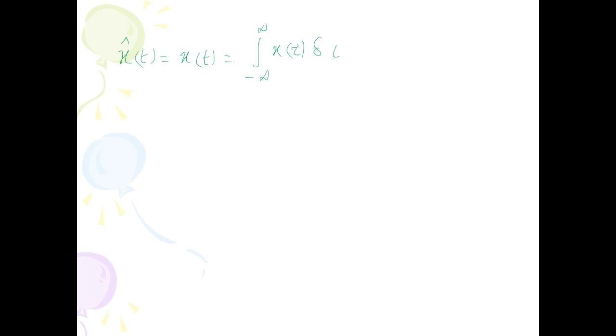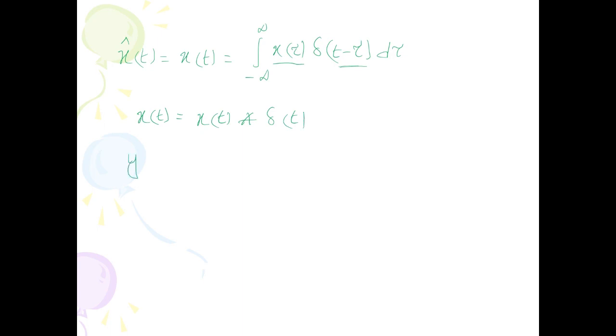This is delta of t minus tau, d tau. But keep on adding all the small bits to get the continuous waveform. So this is how x of t is represented in terms of scaled and delayed impulses to get back the original signal. This we can understand as x of t convolution with delta of t.